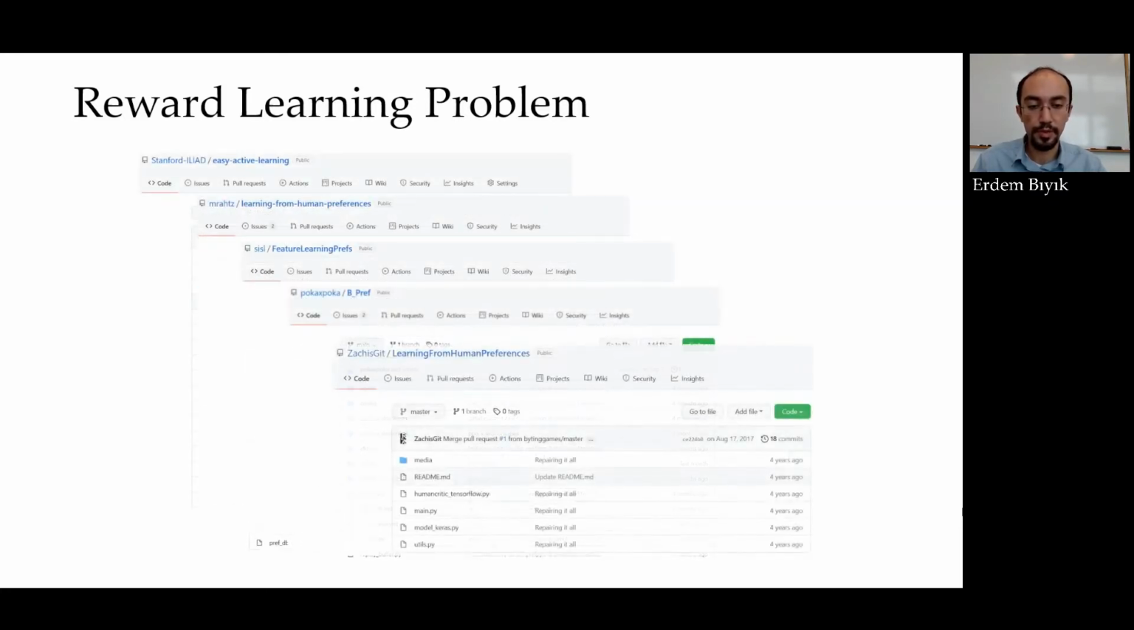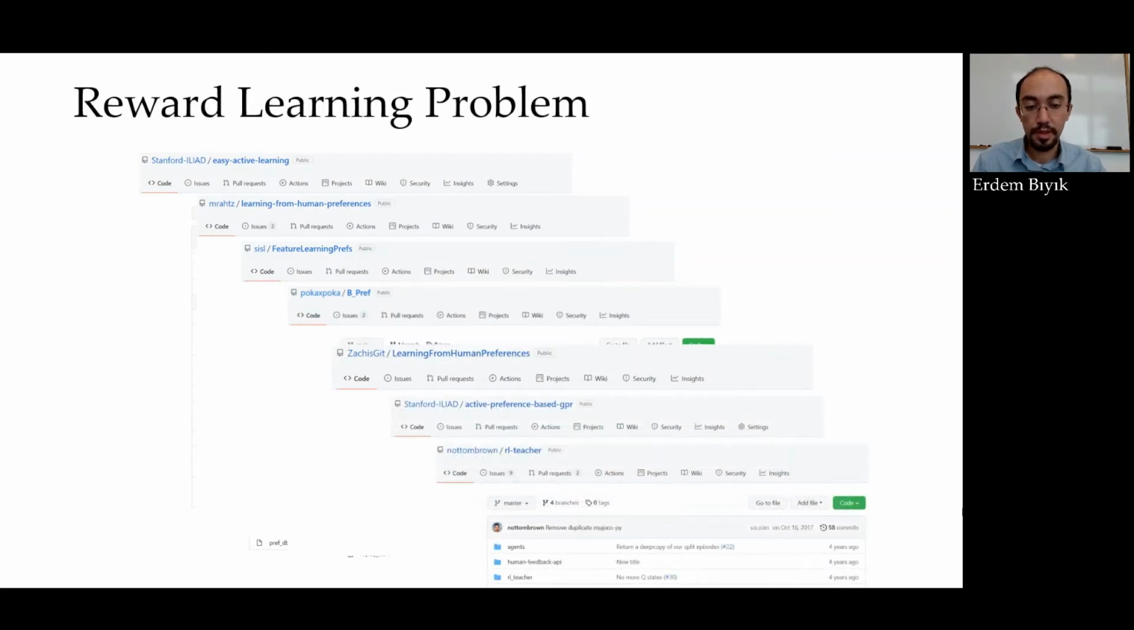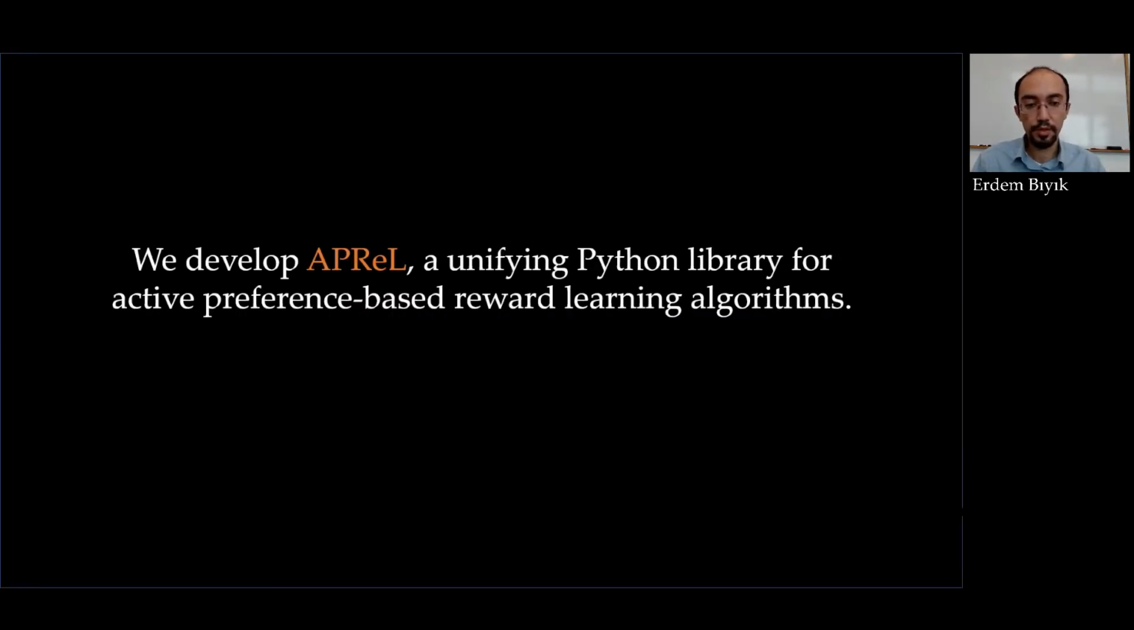This is a very common problem, and preference-based approaches, which I'll explain in a bit, provide effective solutions. But unfortunately, there is no unified library or benchmark for preference-based reward learning. Everyone builds their own code base for the specific project they are working on. This is not great for reproducibility or efficiency of comparing different approaches. Hence, we decided to develop a unifying Python library for active preference-based reward learning. We call this library APREL. I'm now going to talk about the components and the structure of this library.